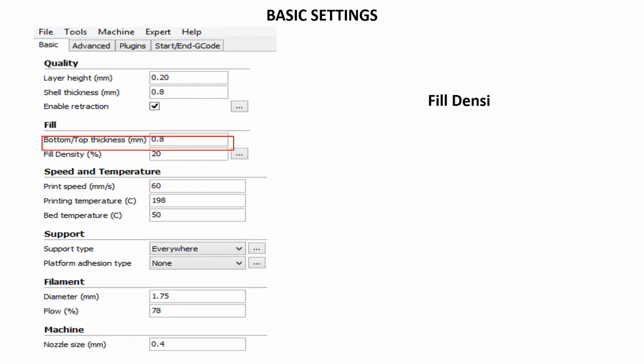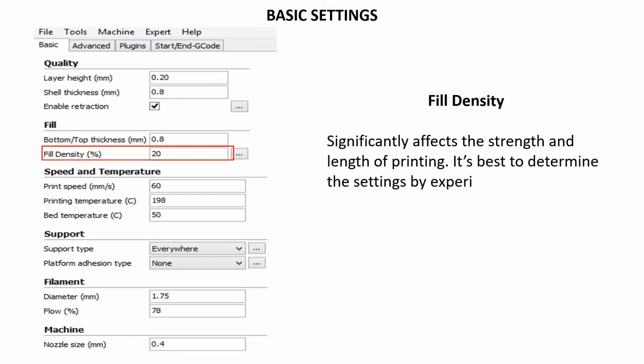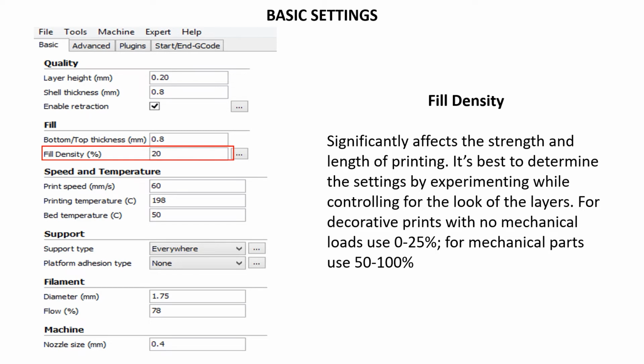Fill density. Significantly affects the strength and length of the printing. It is best to determine the settings by experimenting while controlling for the look of the layers. For decorative prints with no mechanical load, use 0 to 25%. For mechanical parts, use 50 to 100%.